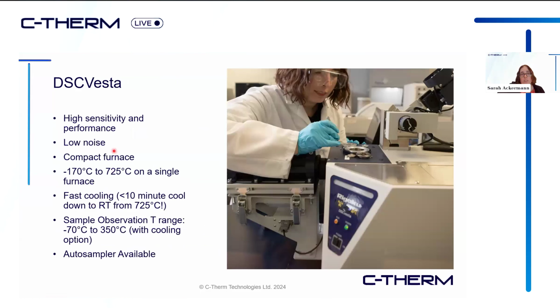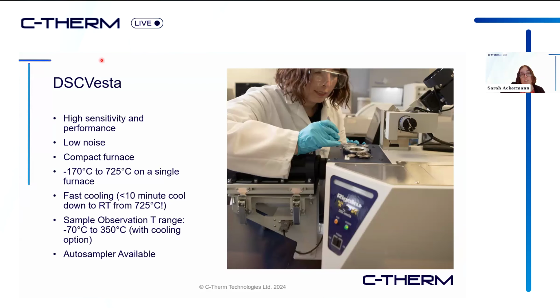So most of these case studies are done using the Rigaku DSC Vesta or its next generation equipment, the DSC Vesta 2. Both of these units offer very high sensitivity and performance. We actually have one in our lab here at C-Therm. They have very low noise and a really compact furnace. You can get from minus 170 all the way up to 725 degrees C using a single furnace, depending on what cooling accessory you pick. It also has a really fast cool down time, which is convenient if you have a lot of samples to get through in a day.